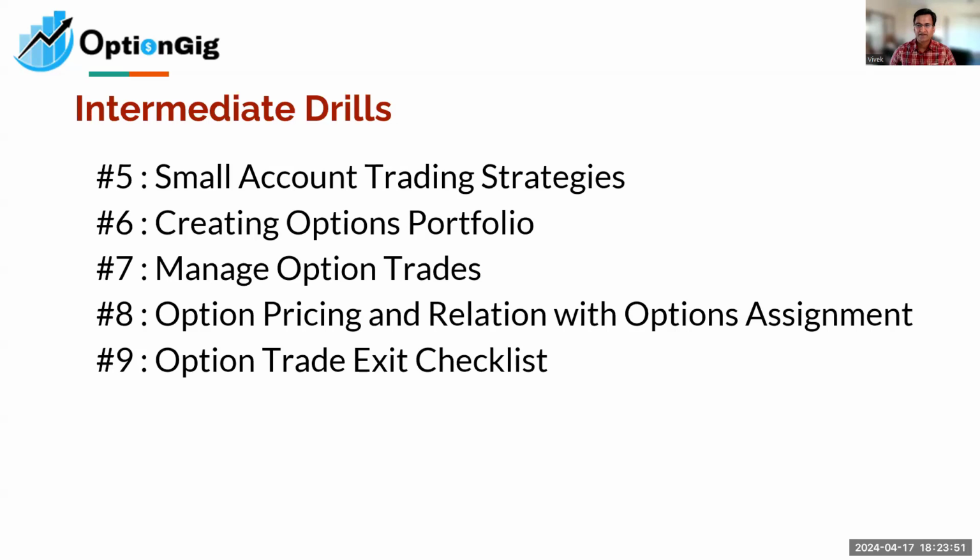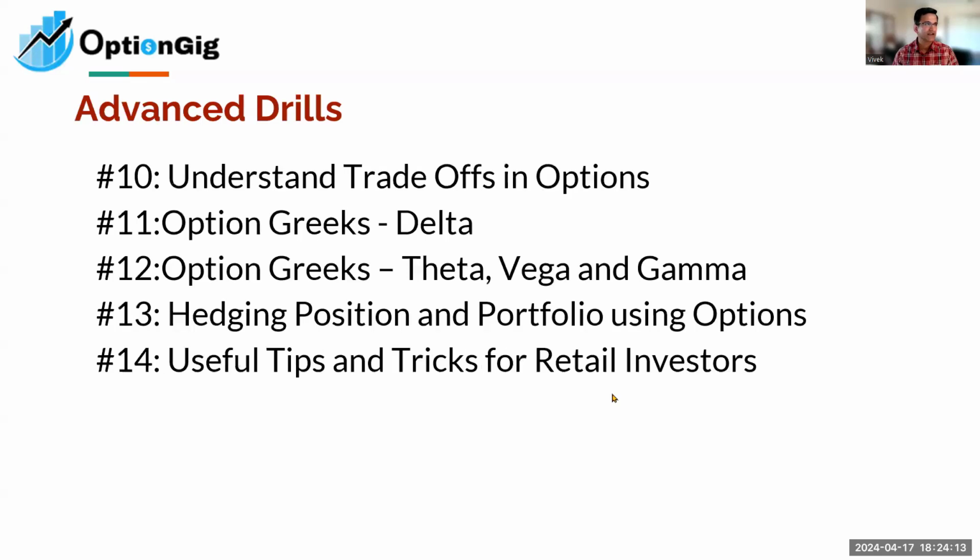Number 7 is where the more fun starts: how do you even manage option trades? Something that you can't do in a stock. If a stock goes against you, there's nothing you can do. You can either just hold it or sell it. In options, you can do some stuff. Then we're going to go deeper into how the pricing works and how the assignment happens. And number 9 will be the exit checklist, how you exit an option trade.